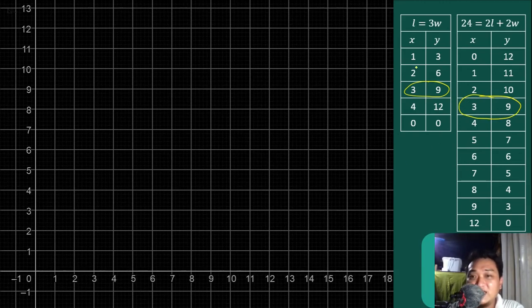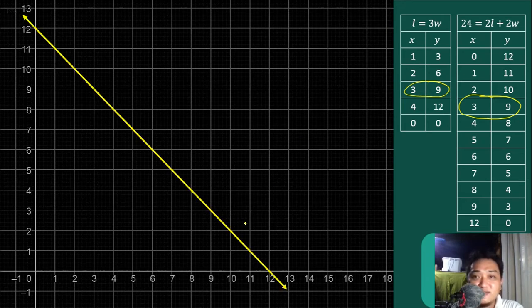Tingnan nga natin. Let us try to graph this: 1, 3, 2, 6, 3, 9, 4, 12, and so on and so forth. How about for this second system, which is 24 is equivalent to 2L plus 2W, 2 length plus 2 width. That is 0, 12. Kasama na si 0, 12. Bakit sinama si 0, 12? Para ipakita natin yung dalawang linear graph.